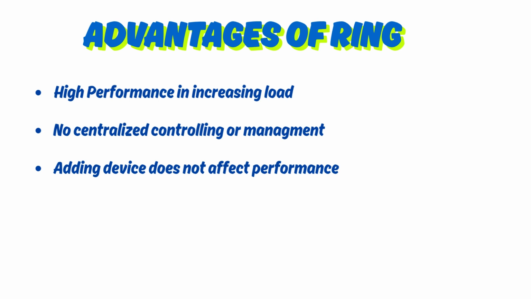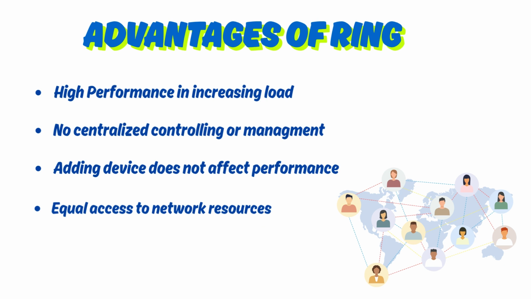The fourth advantage is equal access to the network resources. Every device in the ring topology gets an equal chance to communicate. Thanks to the token passing mechanism, no single device can dominate the entire network. This keeps the ring fair and prevents network hogging, particularly in shared communication environments like computer labs and offices.